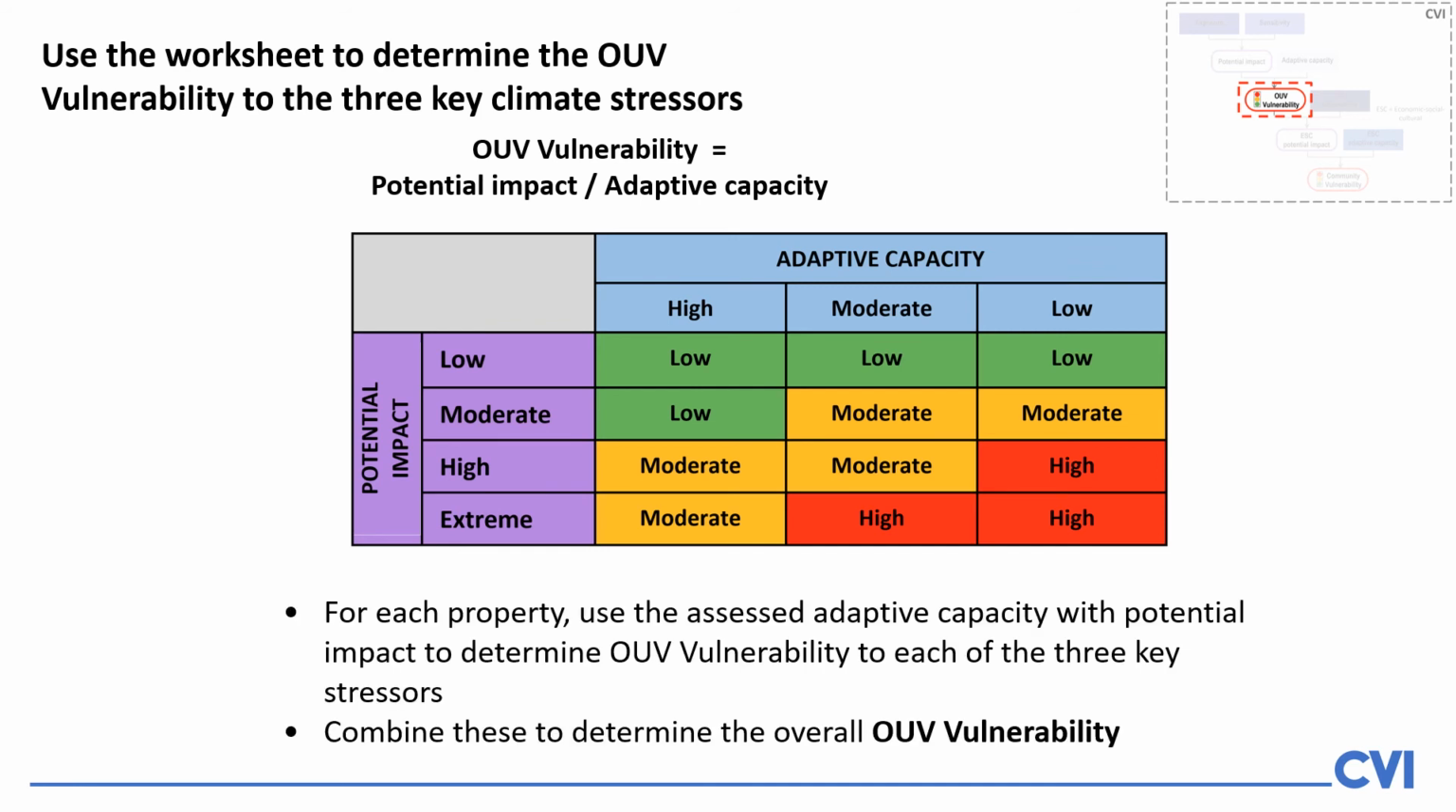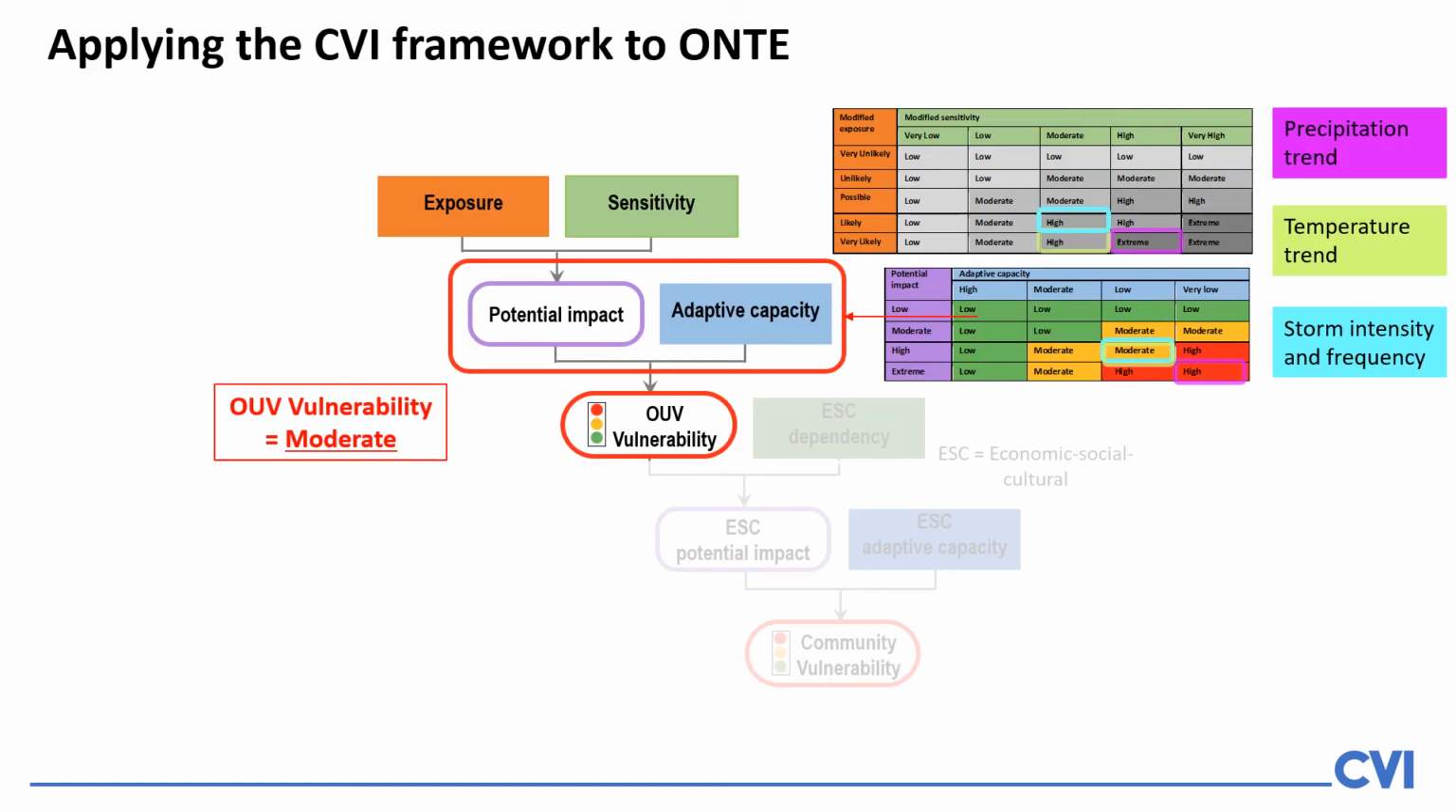So I stress, for each property, we're going to look at adaptive capacity and potential impact across the property, but against each of the 3 climate stresses. And then we'll combine those to determine the OUV vulnerability. During the Zoom session, I'm going to take you through this example and actually explain again how these 3 climate stresses were used in these different risk matrices to come up with an OUV vulnerability, in this case moderate.